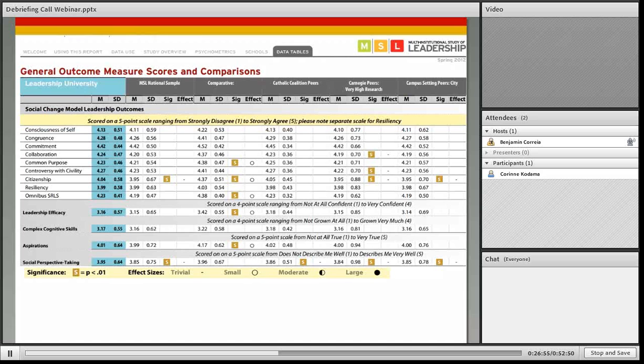I'm guessing this school's comparative sample might be all seniors, or they might be students that have already been in the leadership program, so they might have higher scores on this variable. So that's how you read this.